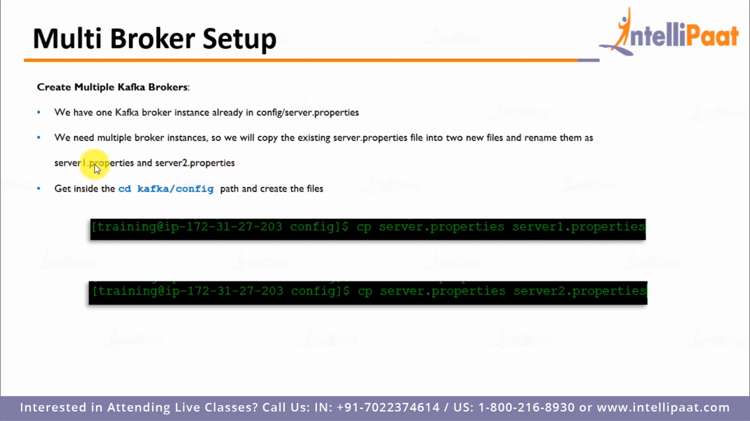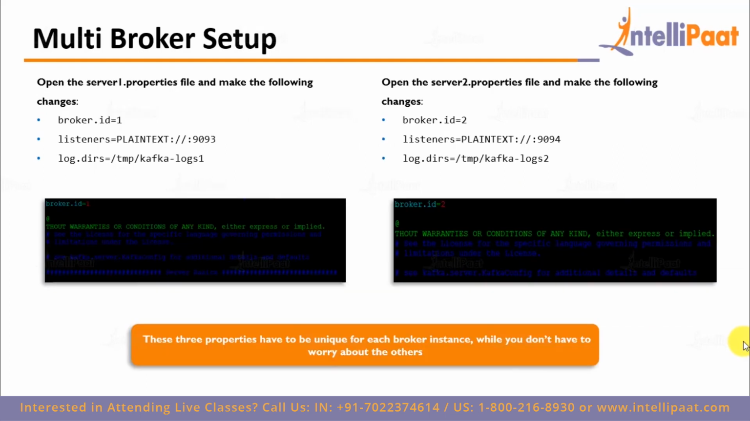Now after we do that, we will go inside the Kafka/config directory and then we will create these files, right? So we'll go inside Kafka/config and then we'll create a copy of the original broker file. So we'll type in cp server.properties server1.properties. So we are just creating a copy of this original server.properties file and naming it server1.properties. Similarly, we'll create another copy of this file and rename it to be server2.properties. So now that we have created our two brokers, we'd have to go ahead and make these changes.